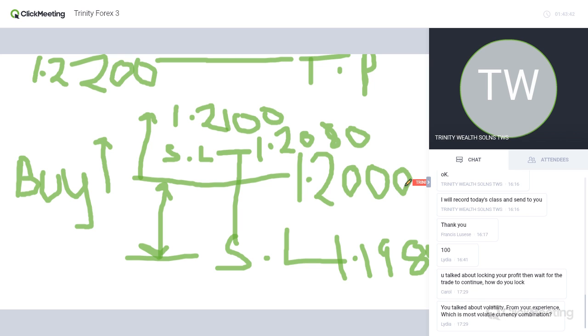So that's what it means by locking profit. You lock those 80 pips in profit, then you let it run. If it runs and hits your take profit, well and good. You get a profit of 200 pips.